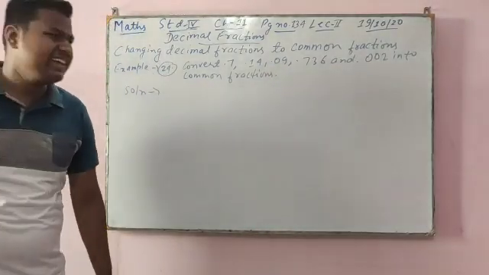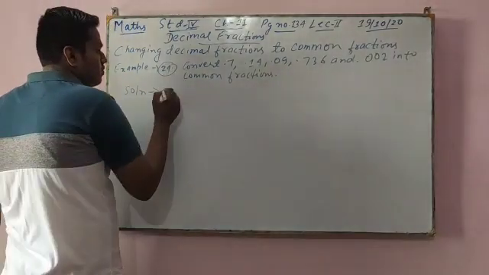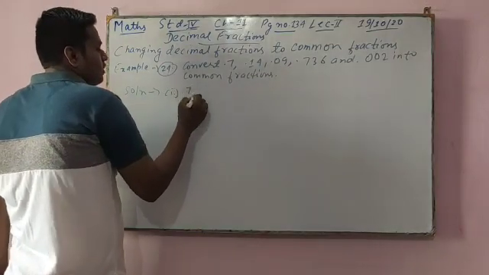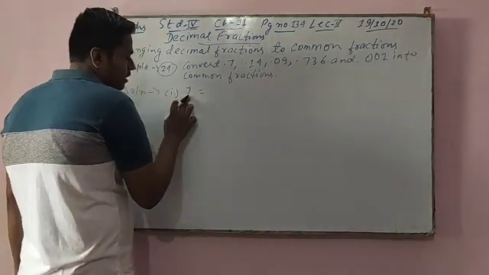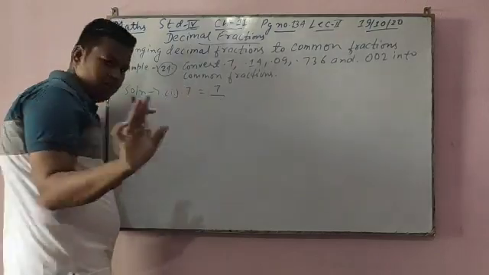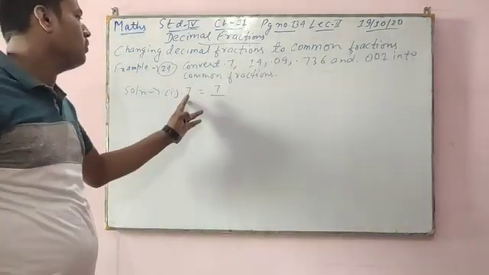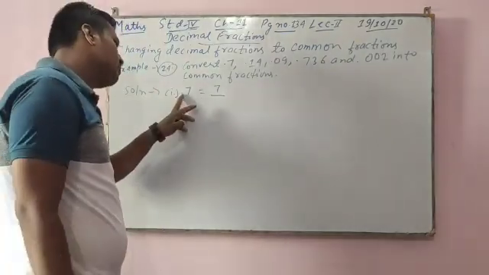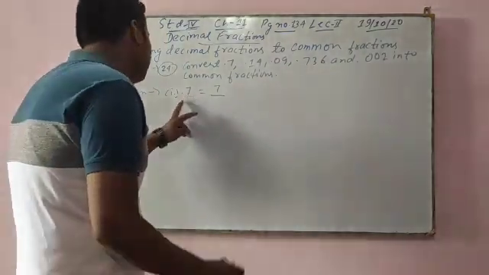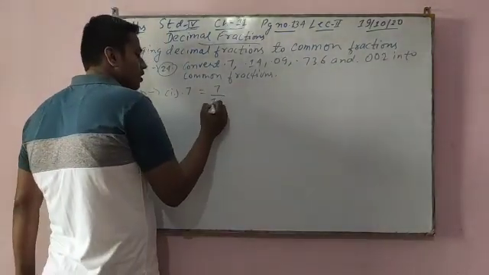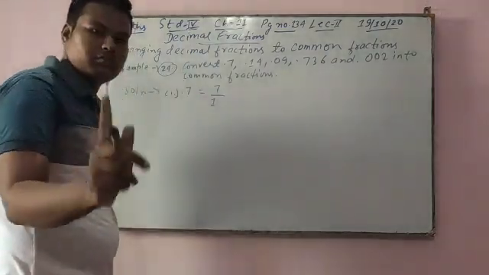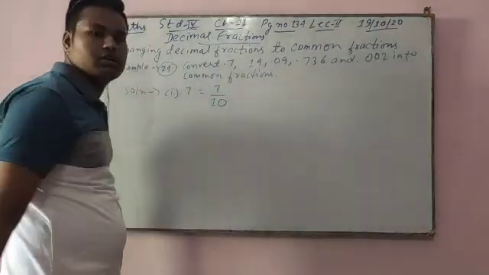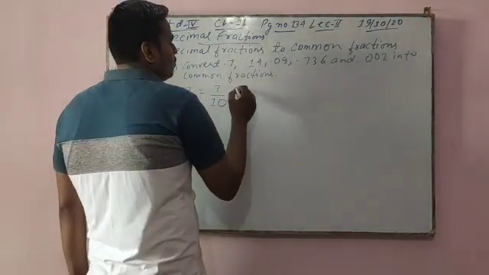So how will you do it? It's a very easy question. First, decimal 7 is there. So 7 is only one number, so write that 7 in the numerator. Whatever number is there, you have to write it in the numerator without any thinking. Now after the decimal there is only one number, so take the decimal as 1 and put one 0.